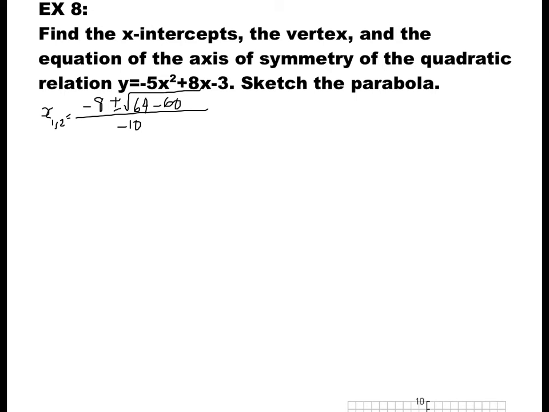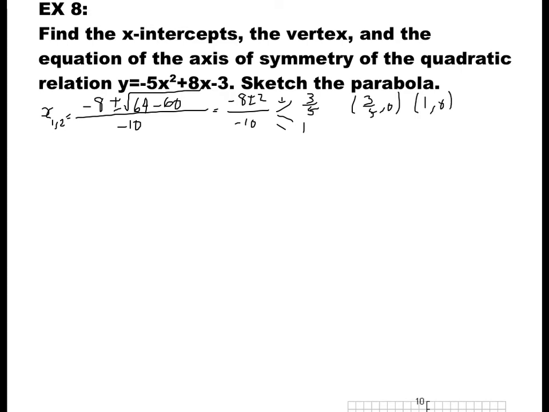The square root of 64 minus 60 is the square root of 4, which is 2, so I get negative 8 plus or minus 2 over negative 10. If I add negative 8 and 2, I get negative 6 over negative 10, which is 3 over 5. And if I go with subtraction, I get negative 8 minus 2, which is negative 10 over negative 10, which gives me 1. So now I know the x-intercepts are 3 over 5 and 0, and 1 and 0.